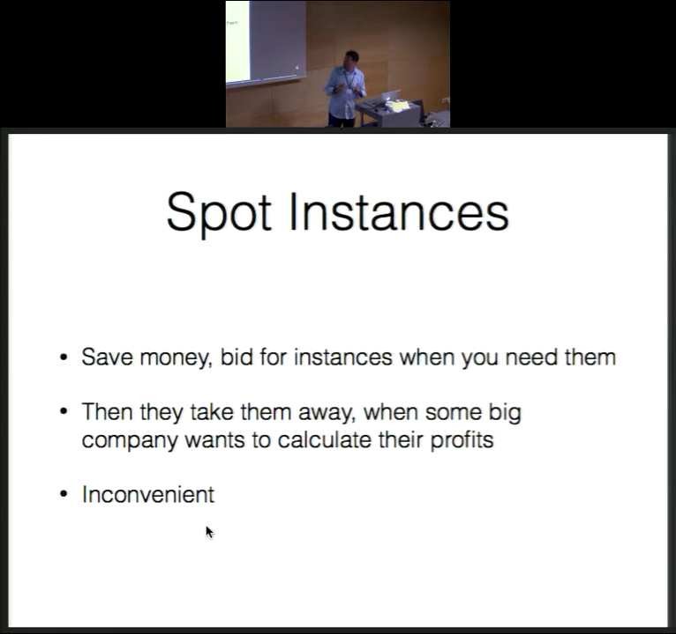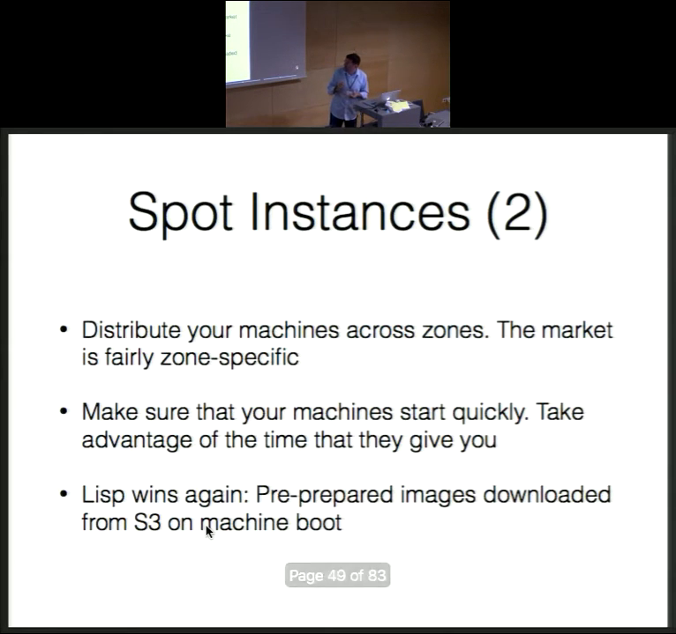Spot instances. In Amazon, you can reserve stuff, that's expensive, or you can bid for it. That's cheap. The trouble is, they take it away again when you least expect it, because someone else has more money than you do. That's inconvenient. So what do? There's multiple zones. Distribute your machines across the zones. The pricing tends to be zone specific, so when someone takes all the machines in zone A, you're still running half your stuff in zone B, you're okay.